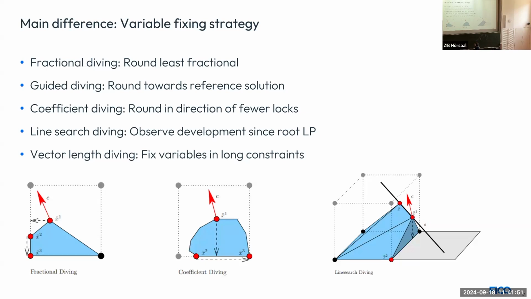Line search diving observes the development since the root IP. So if a variable here, like the height, the Z variable, that's been going downwards here, if you see a trend of a variable going from the value it originally had to one of the integer variables to values to one of its bounds, then you just enforce that bound.